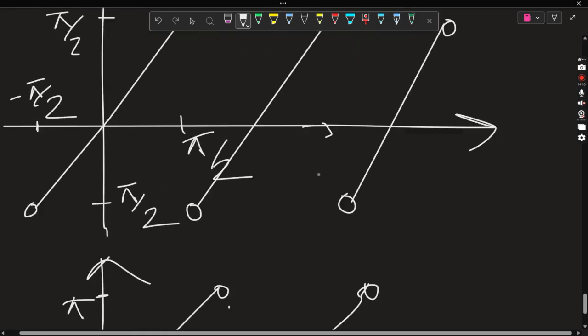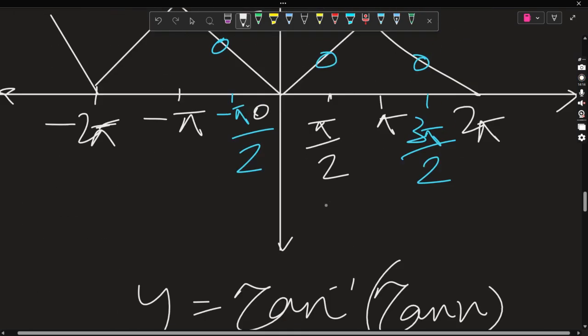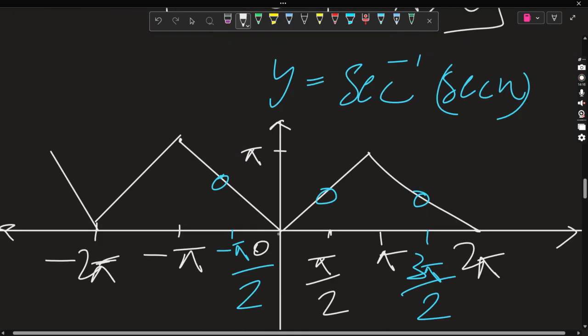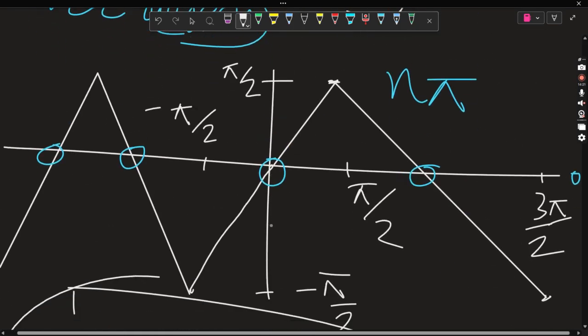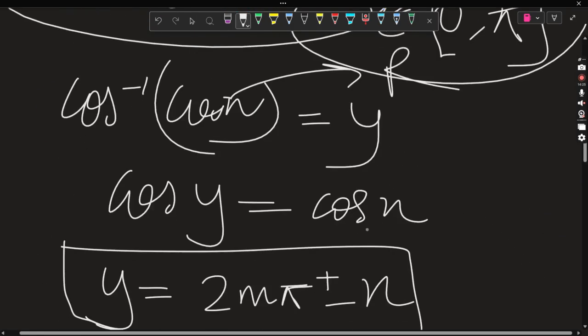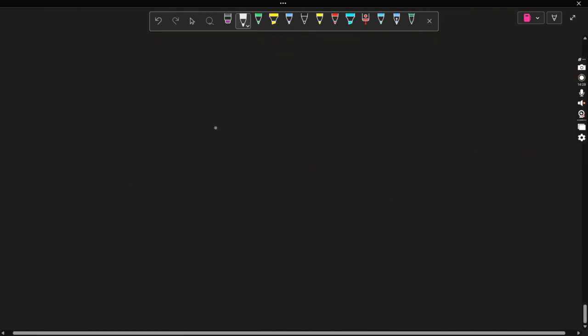This was for cot inverse of cot x, this was for tan inverse of tan x, this was for sec inverse of sec x and cos inverse of cos x, and this was for sine inverse of sine x and cosec inverse of cosec x. I hope you got each and every graph. Trick to learn, because these graphs must be on tips for solving the problems. So the trick to learn is very simple.